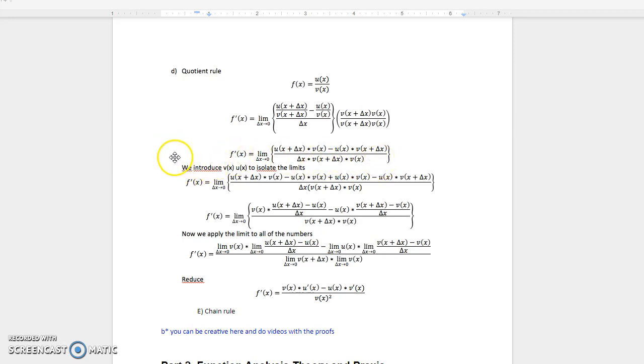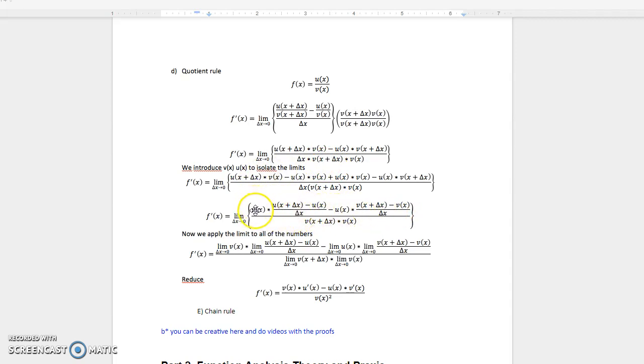So now what we're going to do is introduce v of x and u of x to isolate the limits. So what we get is this part right here: u of x plus delta x times v of x, minus u of x times v of x, plus u of x times v of x, minus u of x times v of x plus delta x, over delta x times v of x plus delta x times v of x. So what we do next is we split up this function right here and we divide it all by delta x.